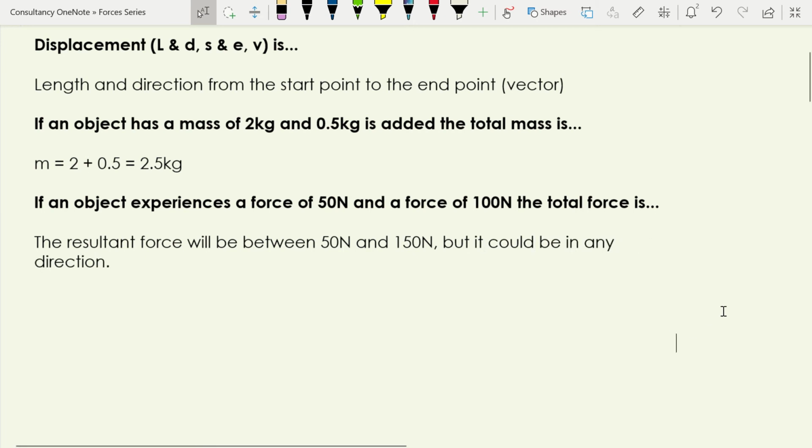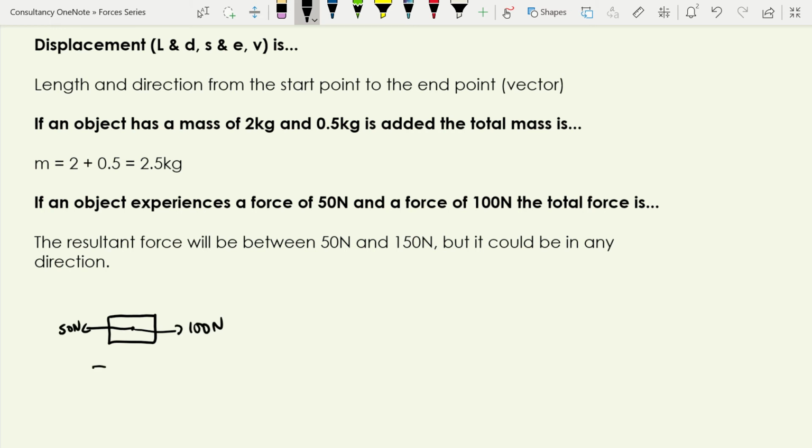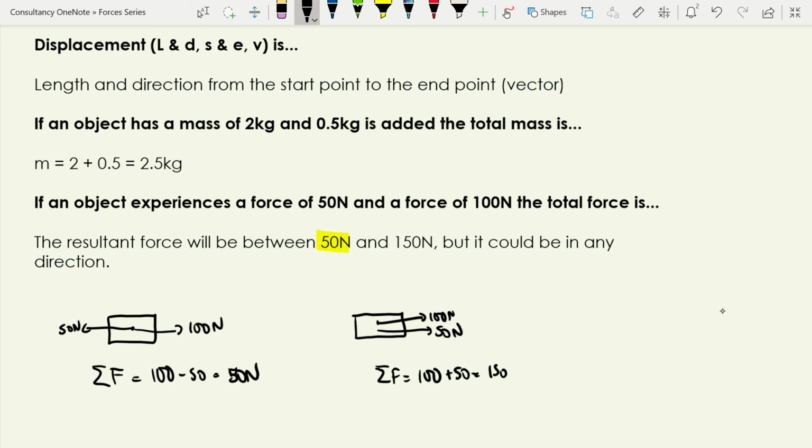So let's have a look at a few examples so we can see how that works. Here, let's apply 100 newtons that way, and we'll apply 50 newtons that way, and the resultant force here will be 100 minus 50, which gives you 50 newtons. So that's where the smallest the overall force can be comes from. If we take the other scenario like this, where we have 100 newtons and we have 50 newtons in the same direction, the resultant force here will be 100 plus 50, and that's the biggest the resultant force could be.